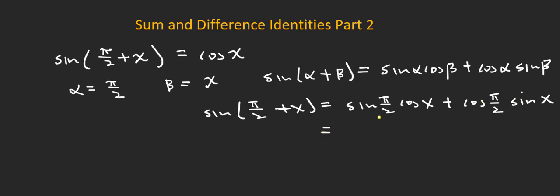What is sine of pi over 2? It's 1. So 1 times cosine x is cosine x. What is cosine of pi over 2? 0. 0 times sine x is 0. So we prove that this is equal to cosine x.